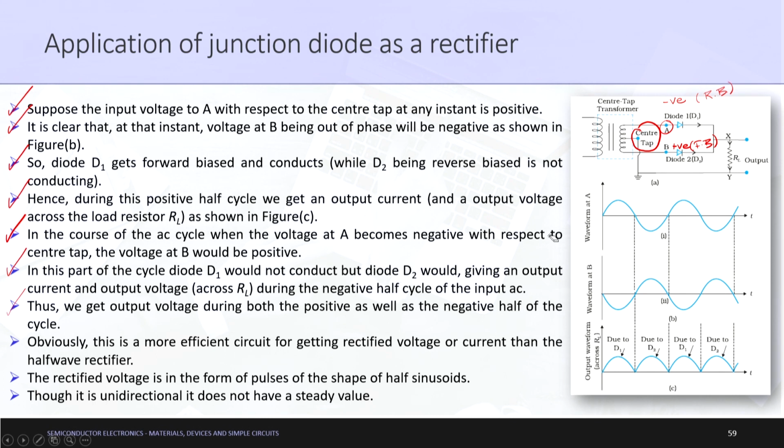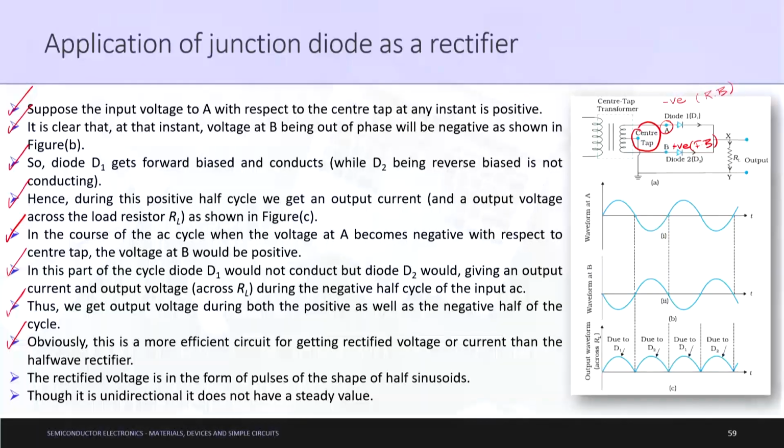So, thus we get the output voltage during both the positive as well as the negative half of the cycle. Obviously, there is a more efficient circuit for getting rectified voltage or current than the half wave rectifier. Basically, we now have a more efficient circuit which can do the rectification of the complete cycle.